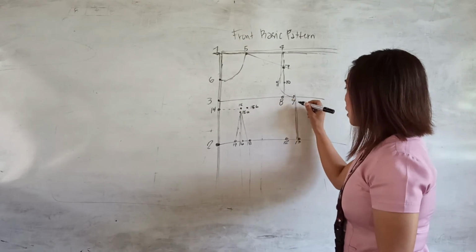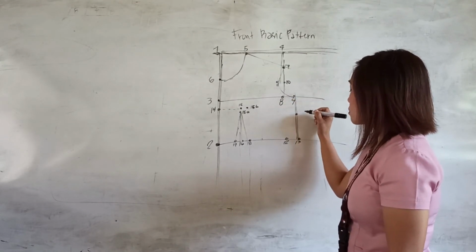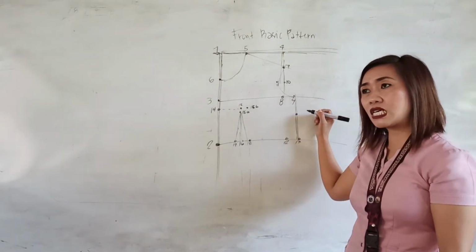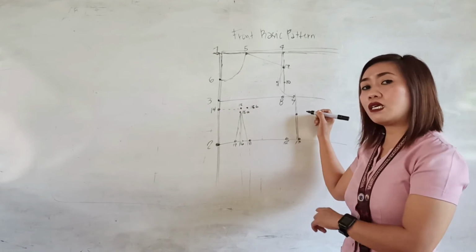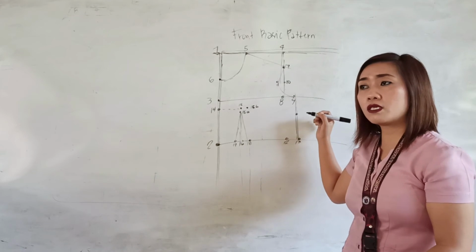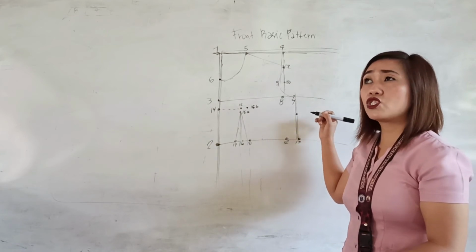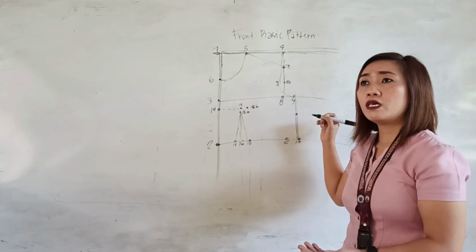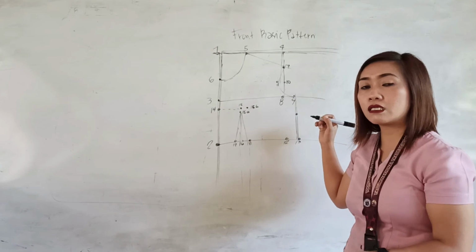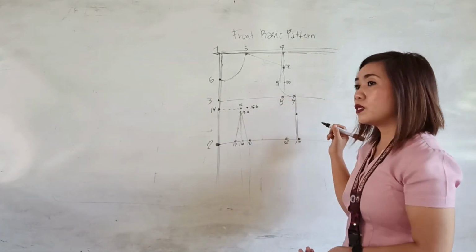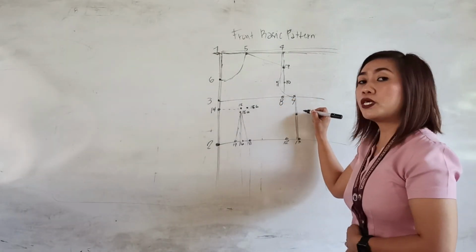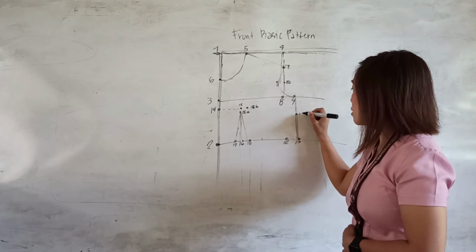Now, from your point 9 going downward, you measure 2.5 inches, 3 inches. Now, you just decide what measurement you will be using in this particular part. You may use a minimum of 2.5 and a maximum of 3 inches. So, for example, we will be using 2.5. So, from point 9 downward, we measure 2.5 inches and mark point 19.